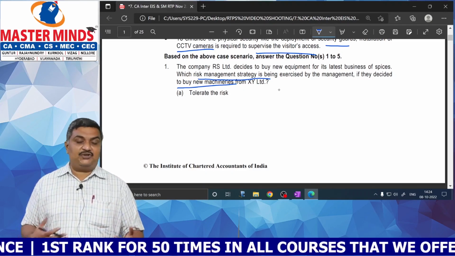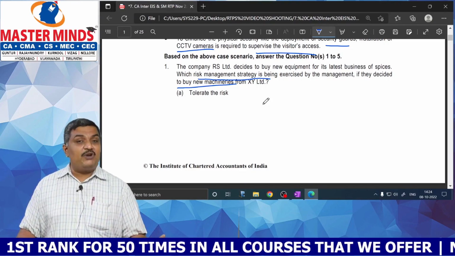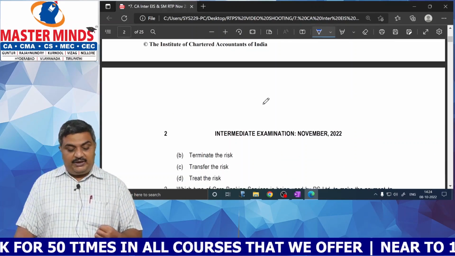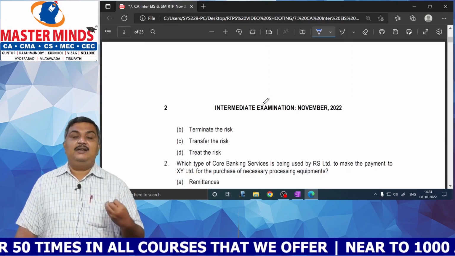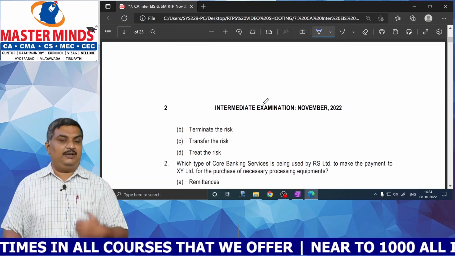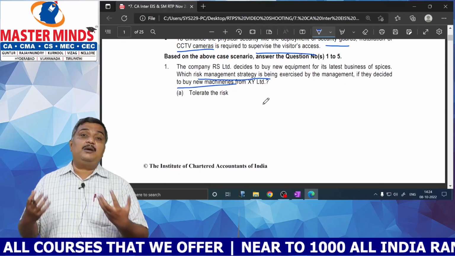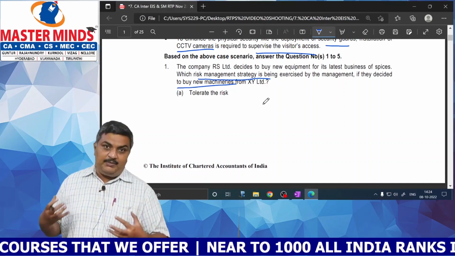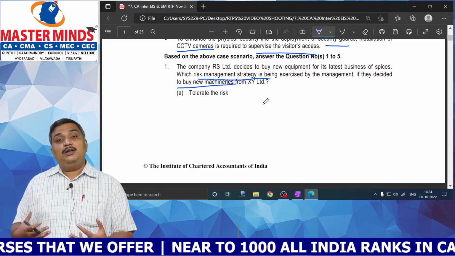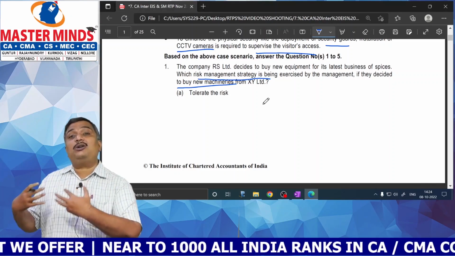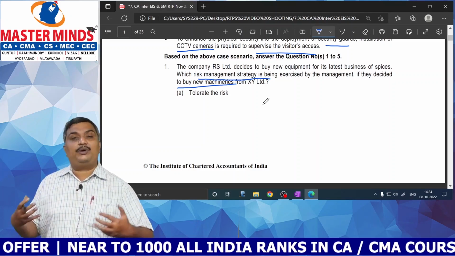So how many risk management strategies are there for us? We have tolerate or accept the risk, terminate the risk, transfer the risk, treat the risk. Now this RS Limited, they are purchasing machinery from XY Limited. They are purchasing new machinery from XY Limited, which is shortlisted after making thorough research.